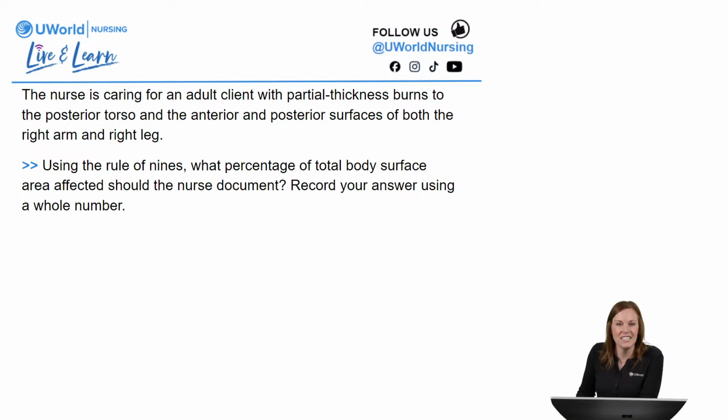All right, so our question says, the nurse is caring for an adult client with partial thickness burns to the posterior torso and the anterior and posterior surfaces of both the right arm and the right leg. Using the rule of nines, what percentage of total body surface area affected should the nurse document? Record your answer using a whole number. All right, let us know what you think.